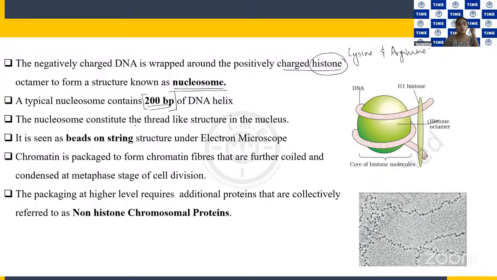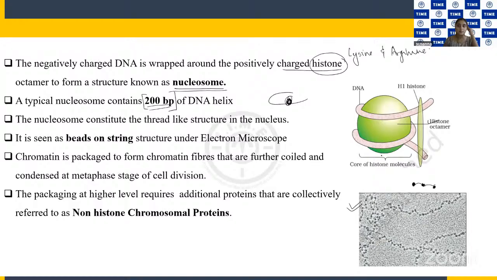Okay, and the nucleosome constitutes a thread-like structure in the nucleus. So we have this DNA which is bound to what? Which is bound to a histone octamer. So when you look through an electron microscope, it will be like a bead on string structure. So the whole packaging will be like one bead arranged, you have a DNA molecule wrapped and it is connected to the next histone. So it will be like a bead on string structure when you observe it under the electron microscope.